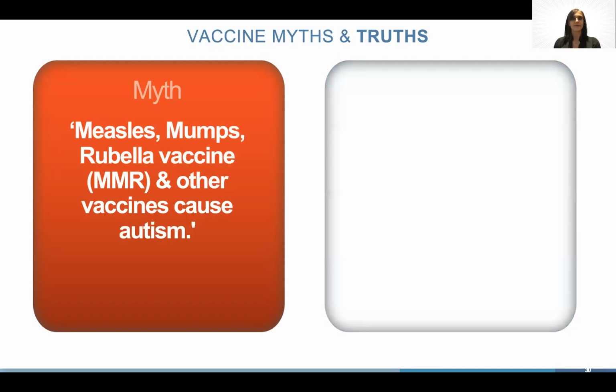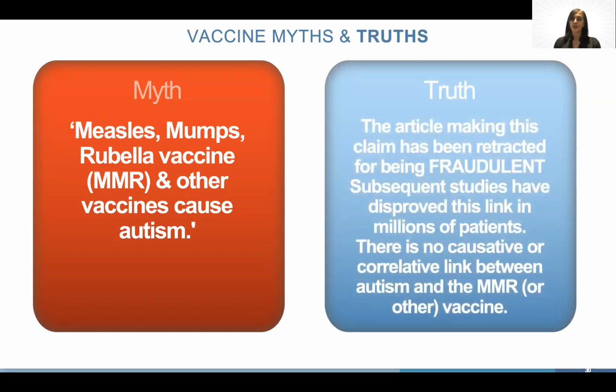What's another myth? This is a long-standing one, that the MMR (measles, mumps, rubella) vaccine, and or other vaccines, can cause autism. The article that first made this claim was retracted because it was fraudulent from the start. And the MMR vaccine, as well as other vaccines, have been given billions of times around the globe, and there has been no association with the cause of autism.